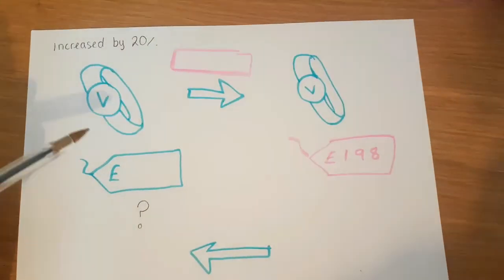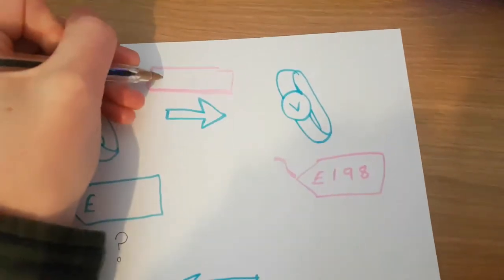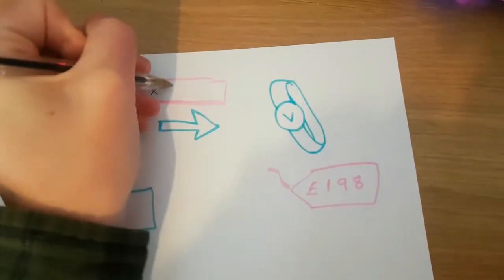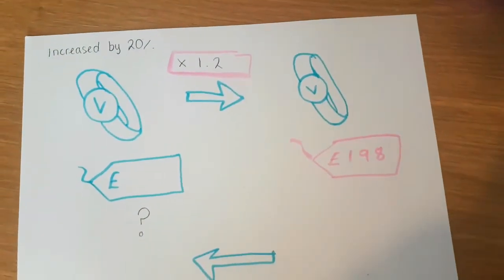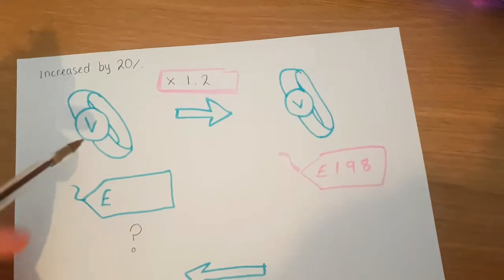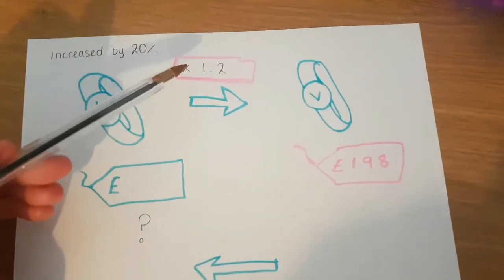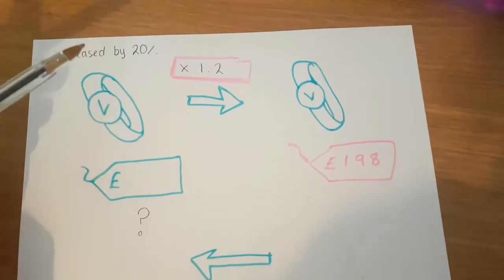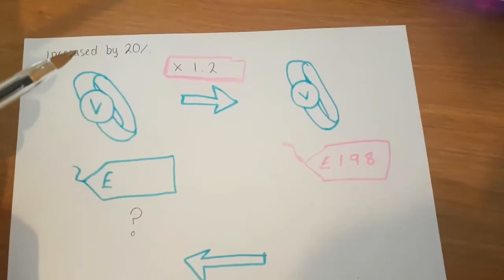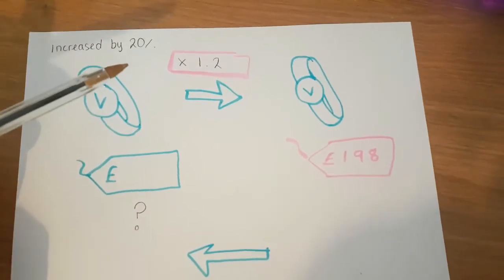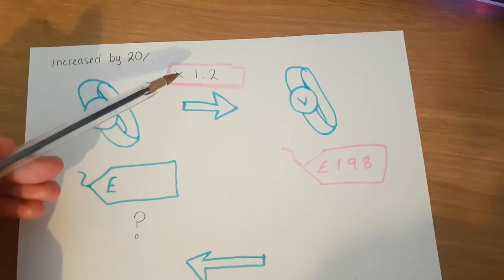So if the price is increased by 20%, it means we've multiplied the original price by 1.2. This is the percentage multiplier. This increases whatever this price was by 20%. If we were increasing it by 30%, we times it by 1.3. If we're increasing it by 40%, we times it by 1.4. If it was something like 16%, we times it by 1.16. So this is always the percentage multiplier for increasing.